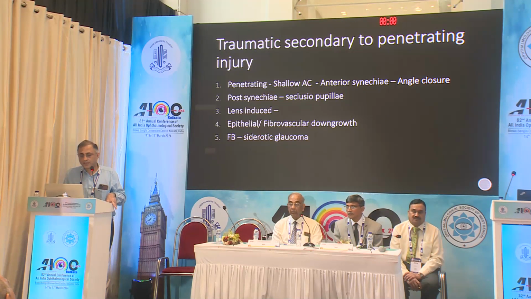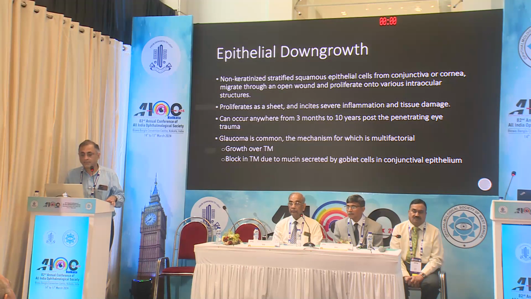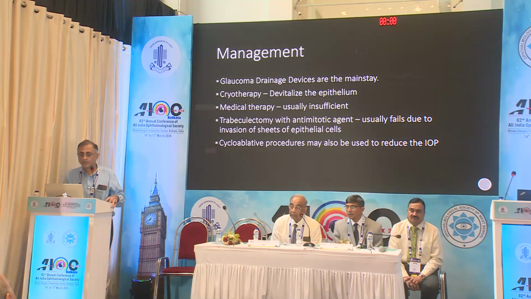Secondary to penetrating injury, you can get synechial glaucoma, but I'll deal with just the epithelial downgrowth. Over here, the stratified epithelium from the cornea or conjunctiva starts migrating through the wound. They form a sheet over the trabecular meshwork. They can occur any time from 3 months to 10 years, and the glaucoma is because of blockage of the trabecular meshwork. Over here, glaucoma drainage devices are the mainstay, and you would need to devitalize the epithelium using cryotherapy. Medical therapy and trabeculectomy generally don't work. The last is a cycloablative procedure.